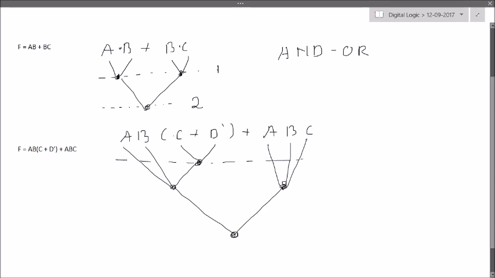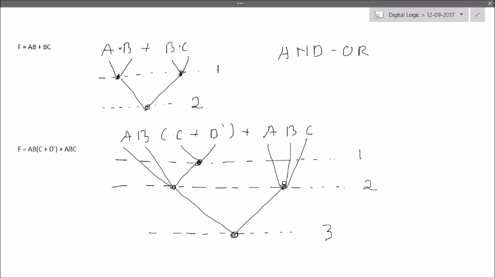This is the first level. This is the second level. And this is the third level. Now, can you tell me what the levels are? Let's say the inner level, C plus D prime. So this should be an OR. Now the outer level is AND, A plus B, A times B times C. So this is an AND. And the third level is an OR.